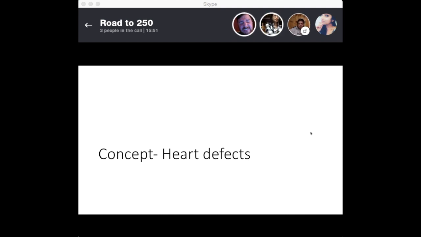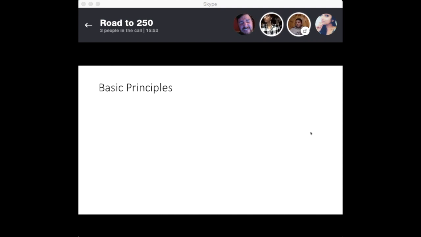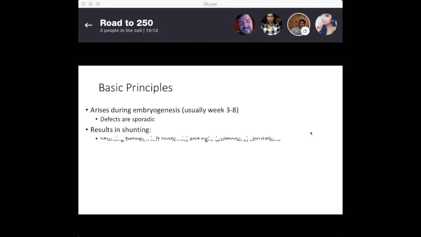All right, so let's talk about basic principles of heart disease or congenital heart defects. It arises during embryogenesis, so usually between weeks 3 and 8. Defects are sporadic, and it results in shunts between left and right circulations.